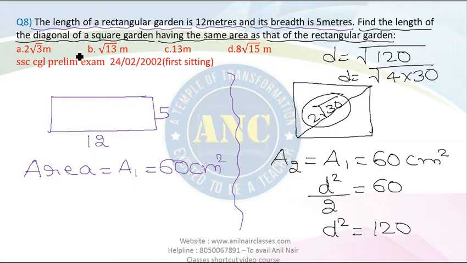That is nothing but option... which one, sir? 2 root 30 here. It is not 2 root 3 here. 2 root 30, which is nothing but option A. I hope the answer or the idea is very, very clear for you people, sir. Answer is 2 root 30.